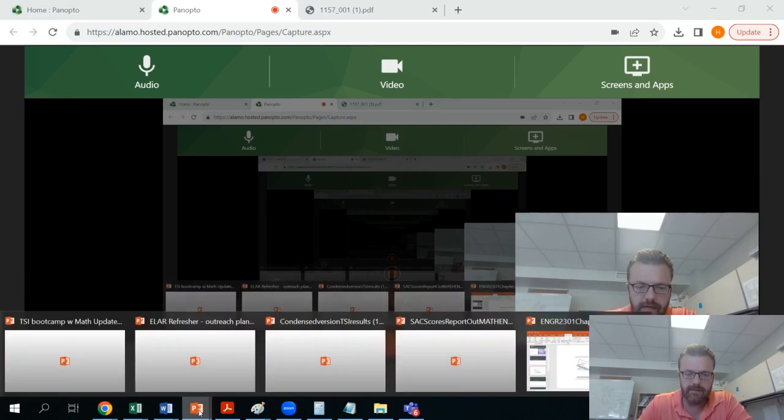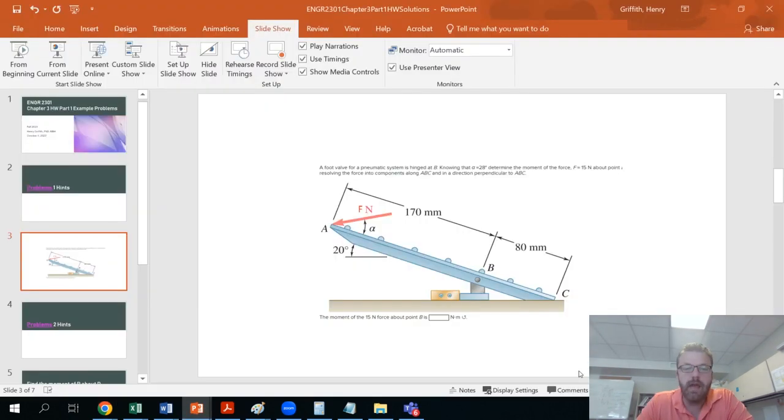So in this video, we're going to look at the solution of the first part of the Chapter 3, Part 1 homework. So this is the first question. We have a foot valve, and the objective here is to press it in such a manner and make it rotate about point B. Ideally, it would actuate or trigger some type of pneumatic system, as is described in the problem statement. So this thing can rotate about point B.